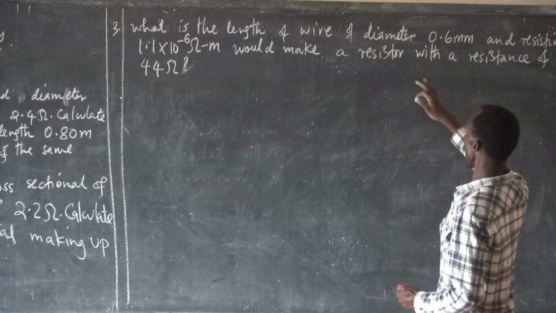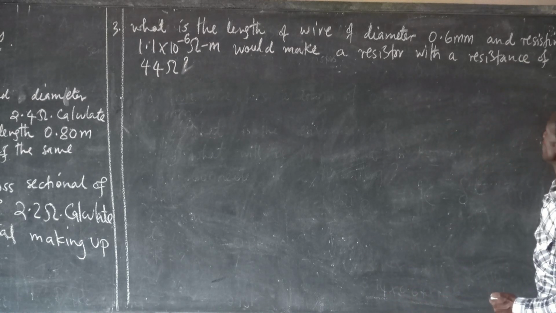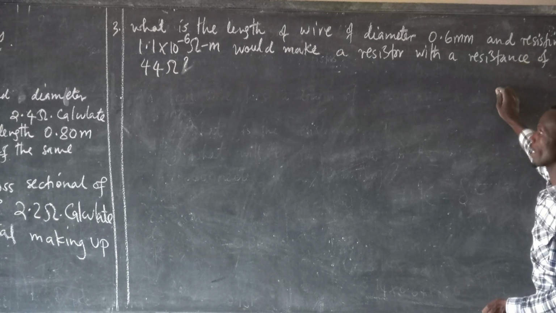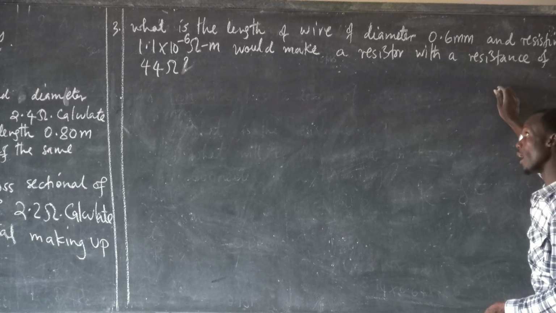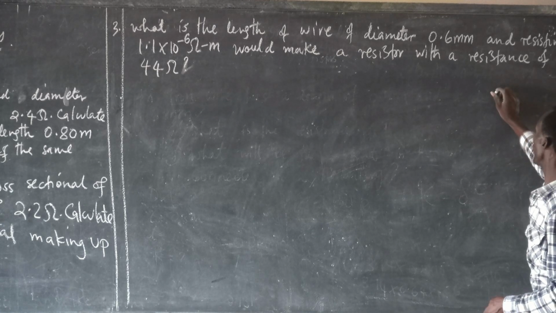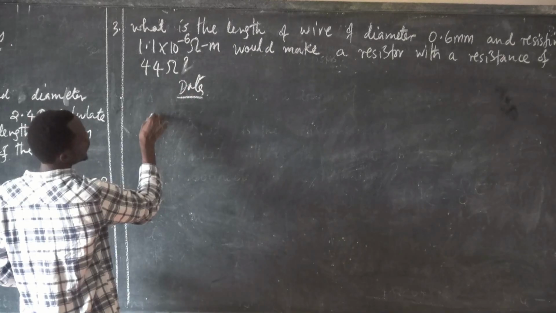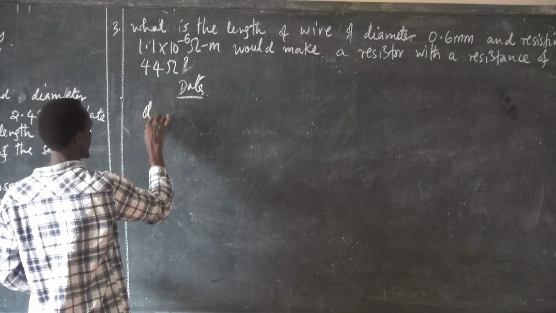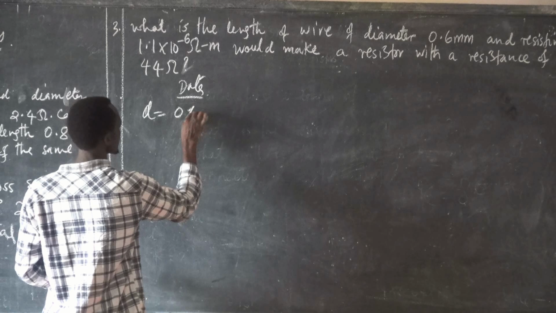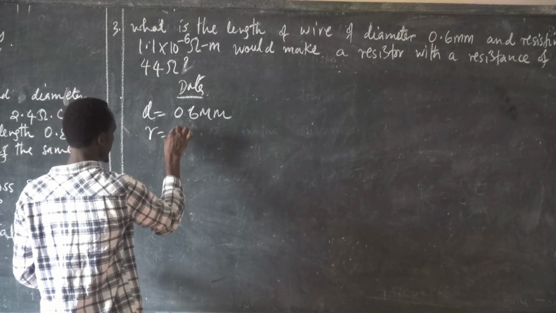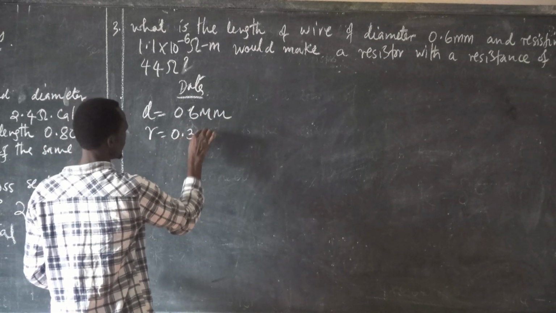What is the length of a wire of diameter 0.6 millimeter and resistivity of 1.1 times 10 power negative 6 ohm meter that would make a resistor with a resistance of 44 ohm? You have diameter which is equal to 0.6 millimeter. Let us convert it into radius. Radius is equal to 0.3 millimeter.